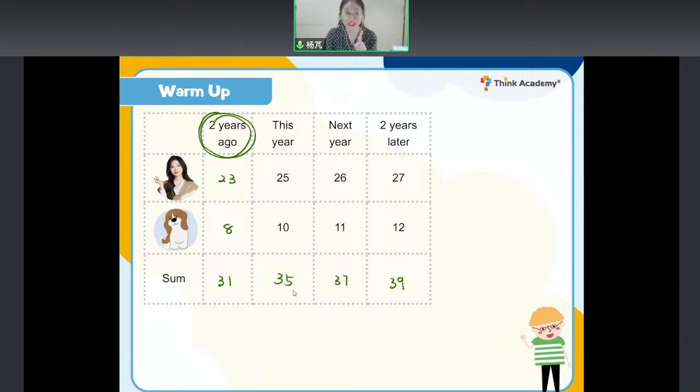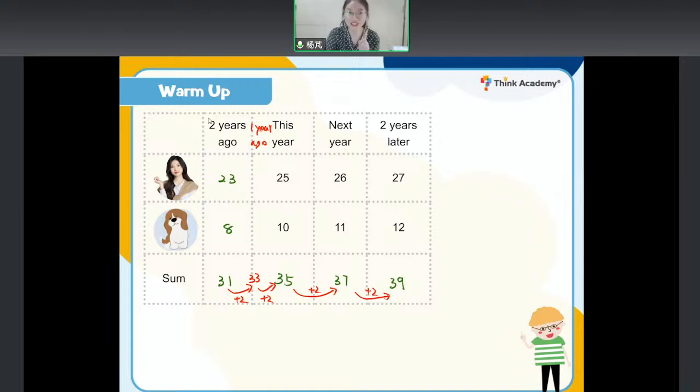You found it right. Our ages will increase by 2 each year. So 1 year ago, our sum is 33, right? Because we minus 2 from 35. And then 2 years ago, we need to minus 4. So the sum is 31.